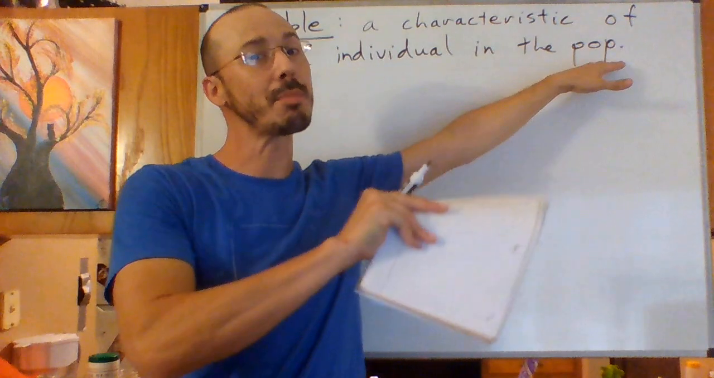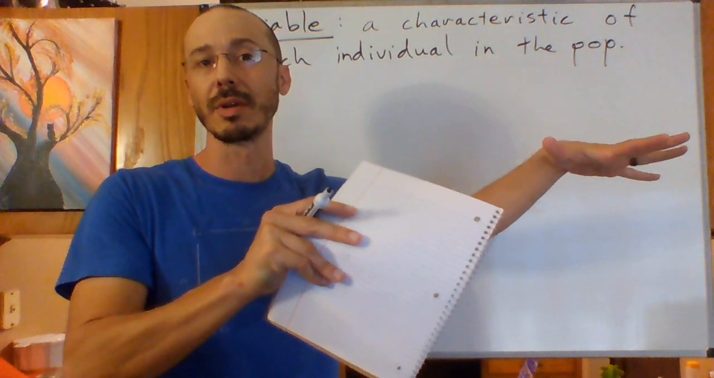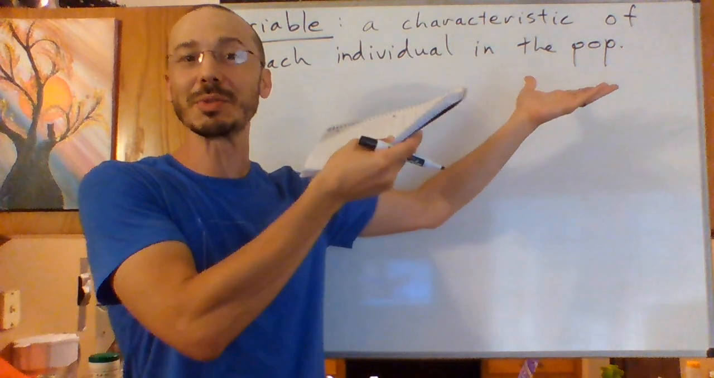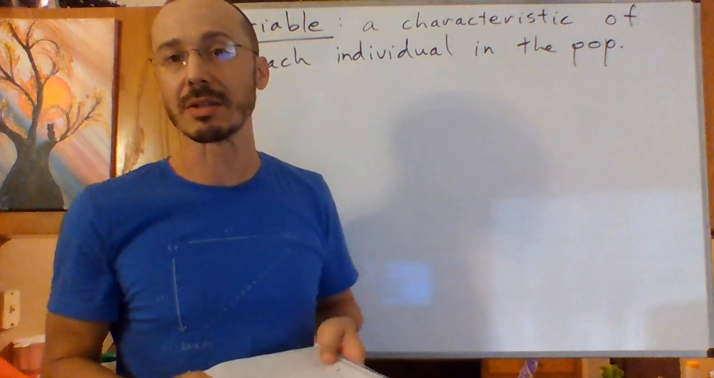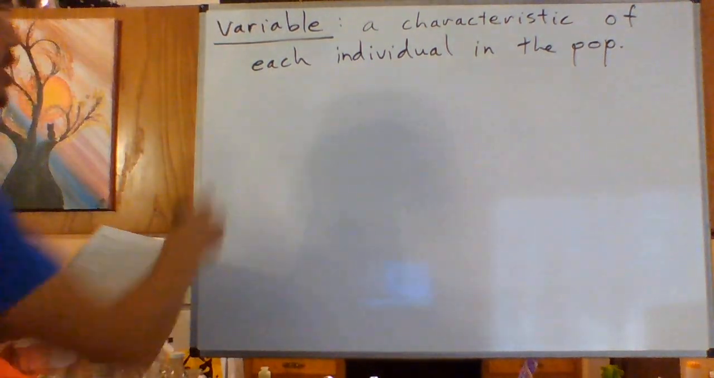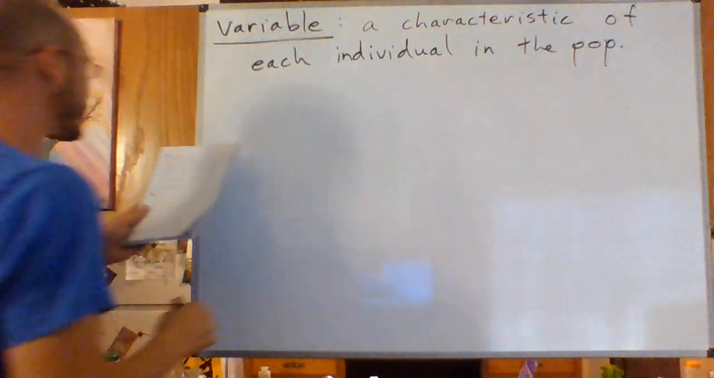Now, if we got a sample, we would only measure the people in the sample. So even though we're not measuring the whole population, the individuals in the population have a height. We just don't know what it is. We only would have data from our sample. But a variable changes, and it's going to be a characteristic of each individual.